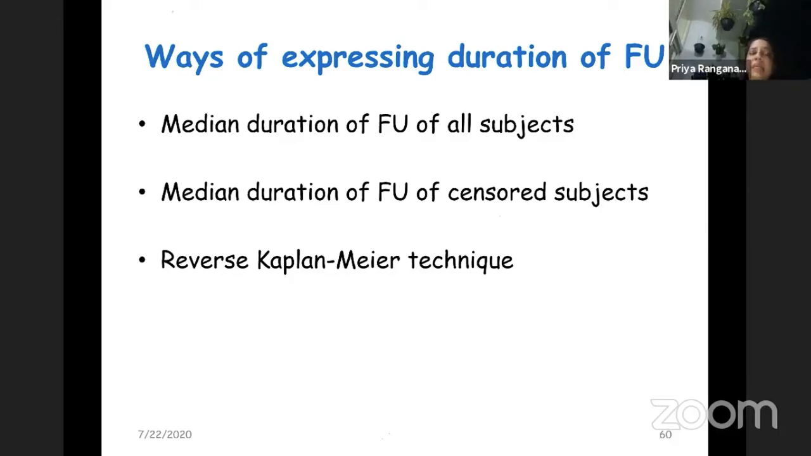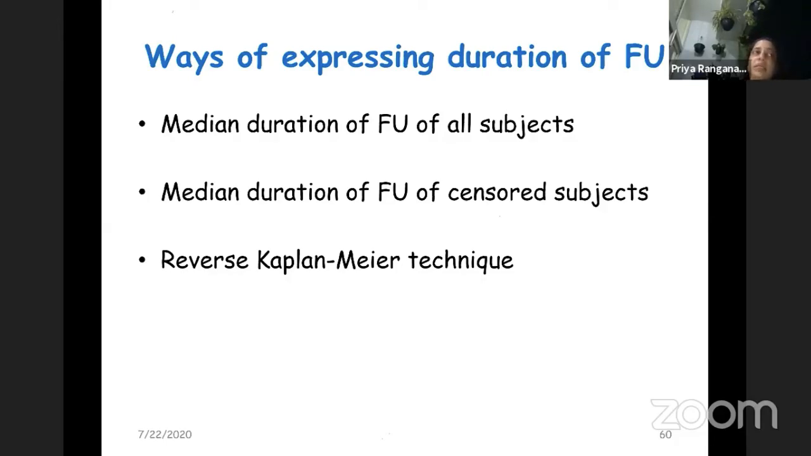One is to report the median duration of follow-up of all subjects. This includes those who had events and those who got censored. Okay, but now supposing your subjects have all had events very, very quickly, then this doesn't really represent the true median duration because it will shorten the duration.